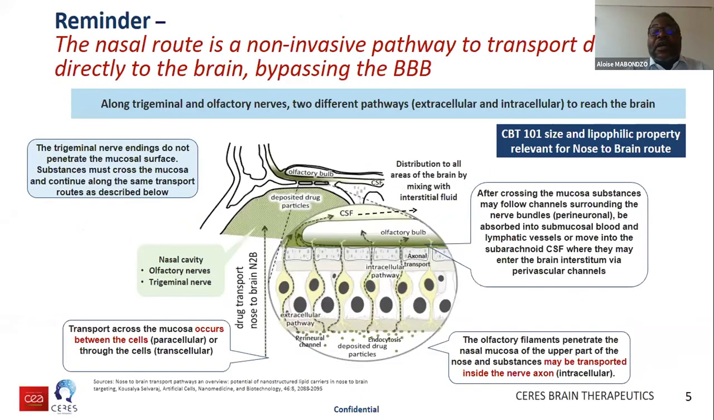Next slide. Just to remind you, nose-to-brain is a non-invasive pathway to transport drugs directly to the brain, bypassing the gatekeeper, the blood-brain barrier. Two pathways are involved, the extracellular pathway and the intracellular pathway. Regarding the extracellular pathway, the drug is transported between the neighboring epithelial cells, and we say paracellular transport, or through the cells, and we say transcytosis transport. Regarding the intracellular pathway, the drug is transported inside the nerve axon.